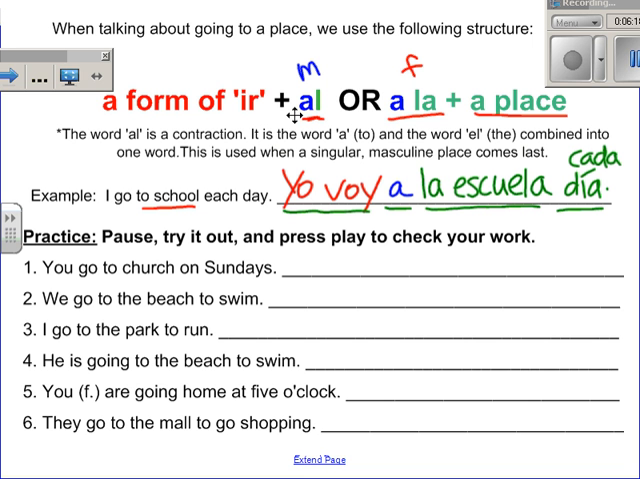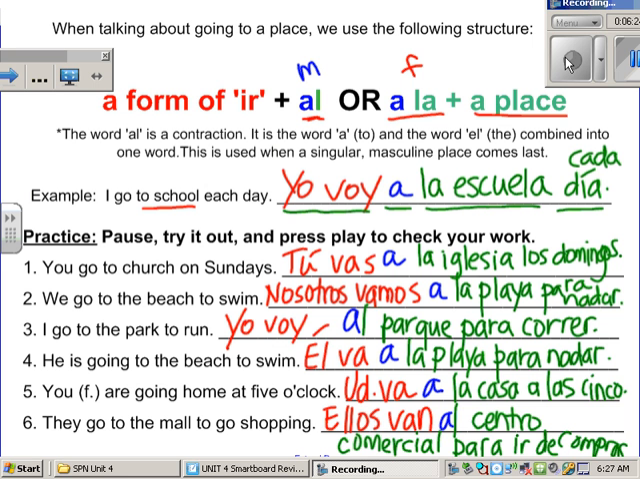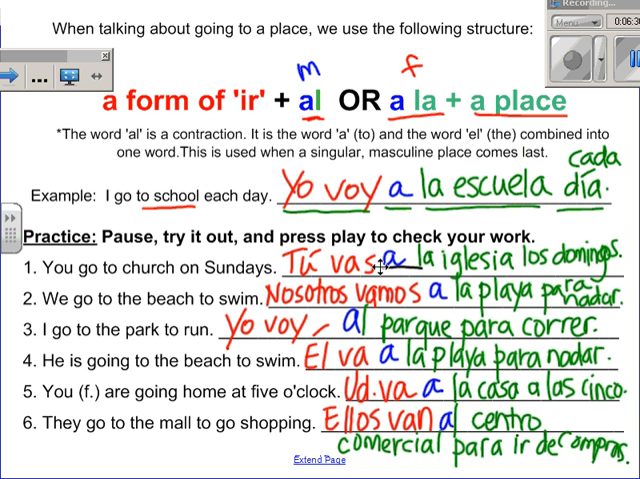Why don't you press pause right now, use your forms of ir from the last slide, and try the following 6 sentences. All right, so why don't we check our work and see if you've got this. You go to church on Sundays. Tú vas a la iglesia los domingos. La iglesia is feminine, so we see the separation between a, la.